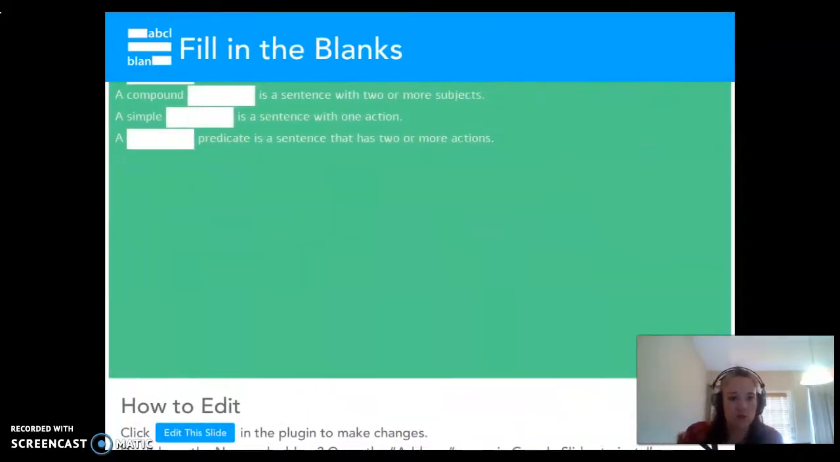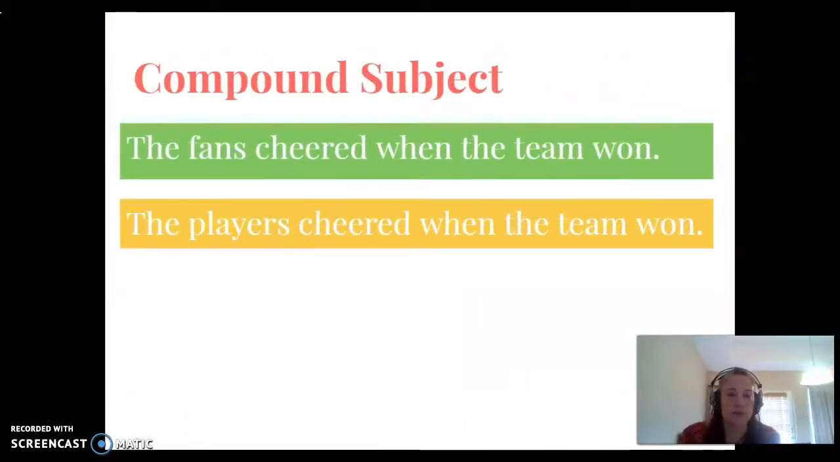Okay, this is an activity where you're going to fill in the blanks. You'll move the words into the blanks. Okay, so we're going to go ahead into taking these two sentences, making them one sentence, and making a compound subject. Okay, so we have the fans cheered when the team won. The players cheered when the team won.